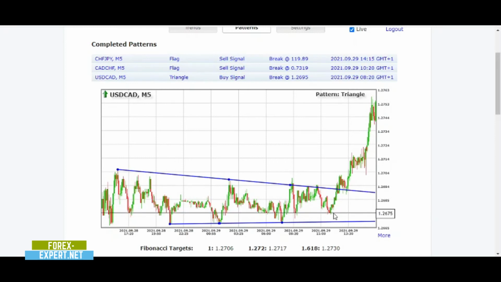As you can see, we got a double bottom inside the pattern because the price retested the 26.70 level. That started to go up, reaching the 27.55. 60 pips more or less.